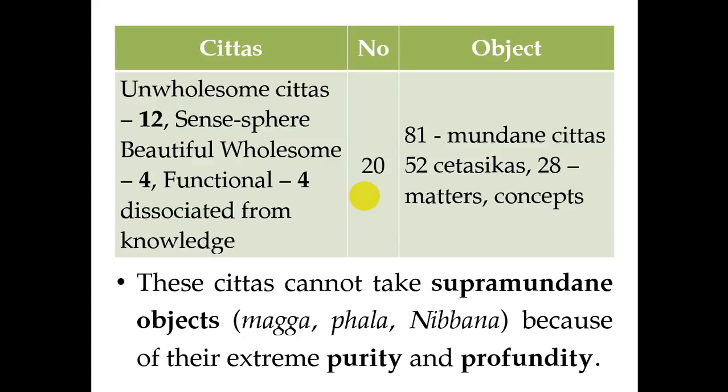I think that is the reason the Nibbana objects, supramundane objects, are pure and profound. So we cannot experience them, right, when we have these 20 Cittas. In other words, these 20 Cittas will take the objects of 81 mundane Cittas, 52 Cittasikas, 28 matters and concept, right? Concept.